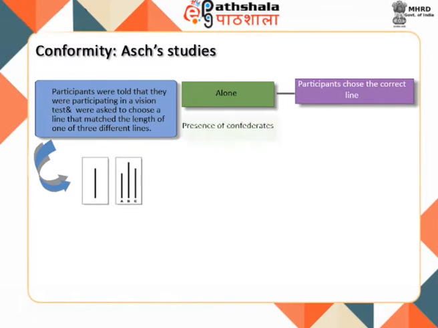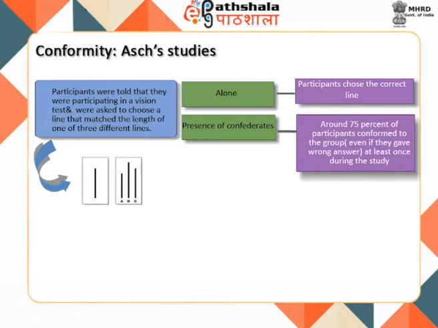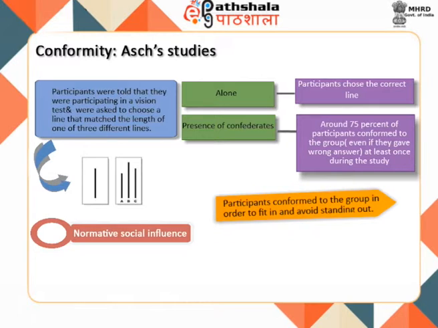When asked in the presence of confederates who were in on the experiment and who intentionally selected the wrong line, around 75% of participants conformed to the group at least once during the study. This experiment is a good example of normative social influence, since participants changed their answer and conformed to the group in order to fit in and avoid standing out.